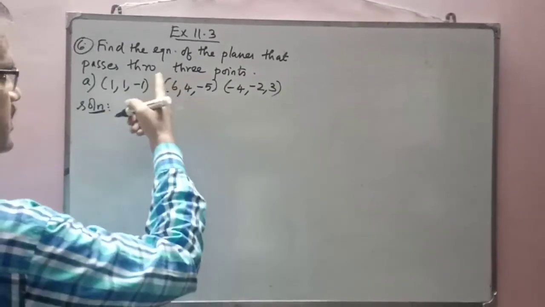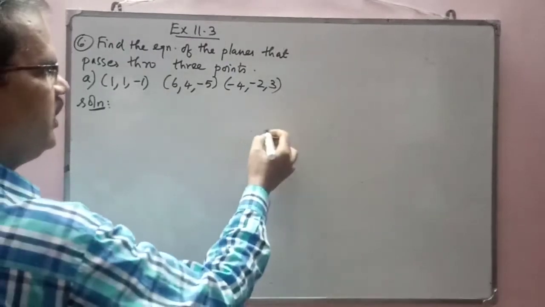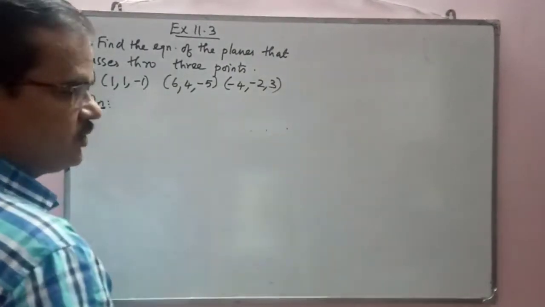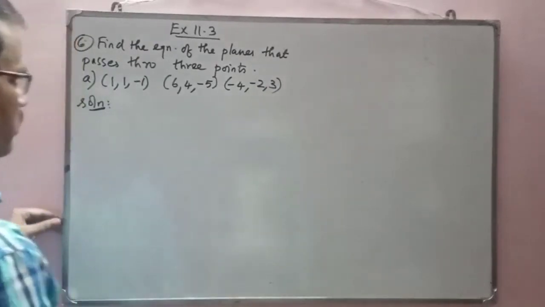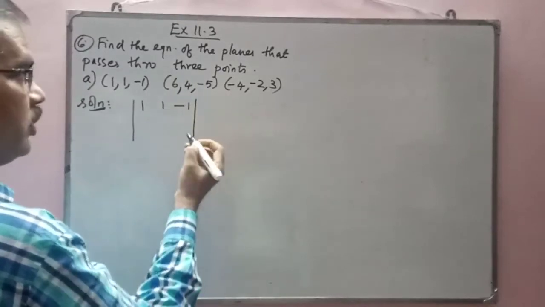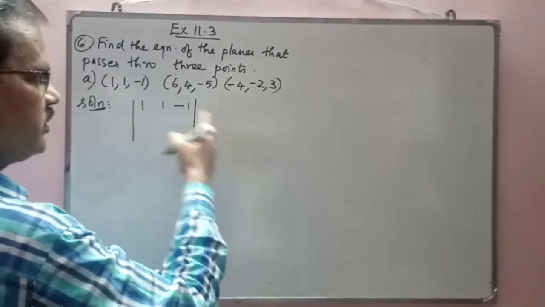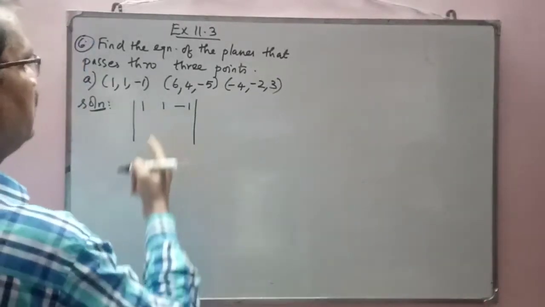First, before starting with these 3 points, let us check whether they are collinear or non-collinear. If they are collinear, we have a number of planes passing through these 3 points. If they are non-collinear, we can find a particular plane. So let us find the determinant of this to check whether they are collinear or not. If you get the determinant value 0, then the 3 points are collinear. Therefore, an infinite number of planes will pass through.